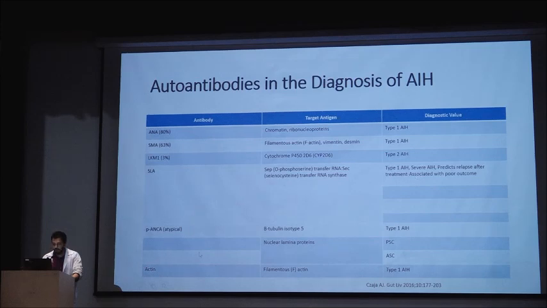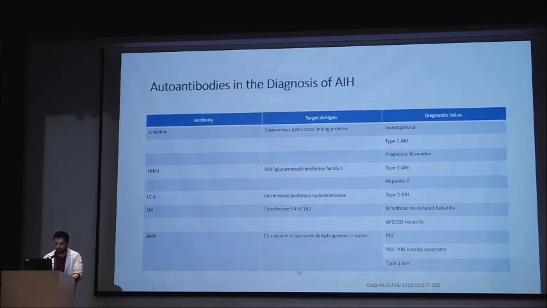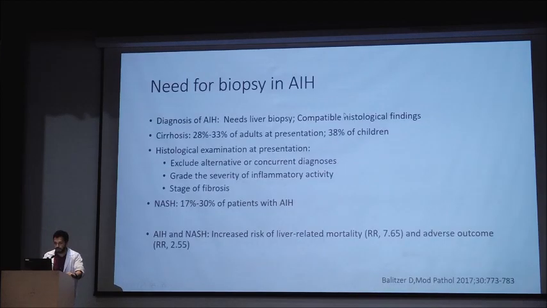P-ANCA is usually atypical, against beta-tubulin isotype 5 and nuclear lamina protein, and can be seen in autoimmune hepatitis, primary sclerosing cholangitis, and autoimmune sclerosing cholangitis. Anti-actin is against filamentous F-actin. Anti-actinin, LKM3, anti-liver cytosol, liver mitochondria, and anti-mitochondrial antibodies are the other antibodies which are seen and used for the diagnosis of autoimmune hepatitis.